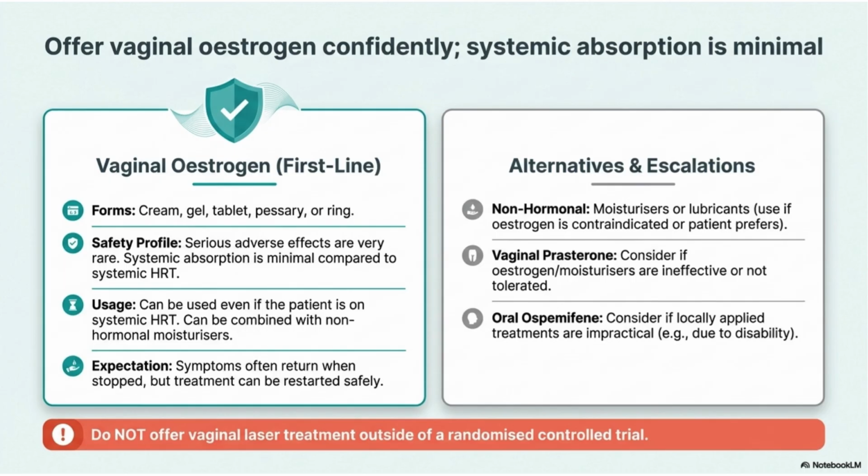Vaginal estrogens can be used alone, alongside systemic HRT, or with non hormonal moisturizers and lubricants. Explain that improvement may take several weeks and that symptoms often return when treatment stops. Treatment can be restarted and may be required long term with regular review. When vaginal estrogen is contraindicated or declined, consider non hormonal moisturizers and lubricants. If these options are ineffective or not tolerated, vaginal prasterone may be considered. Ospemifene is an oral option when local application is impractical, for example, because of disability. In practice, vaginal estrogen has minimal systemic absorption and can usually be used alongside systemic HRT.